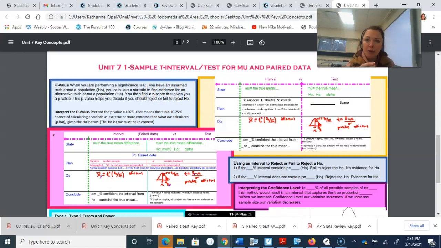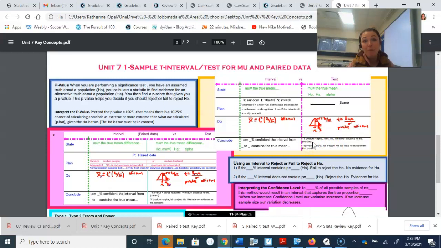If your p-value is less than alpha, we reject the null hypothesis, and we have evidence then for the alternative hypothesis. P-value less than alpha, reject the null hypothesis, have evidence for the alternative. If the p-value is greater than alpha, we fail to reject the null hypothesis and have no evidence for the alternative. Again, write that down, and you'll notice I do actually have it written over here for you as well. Lucky you, okay?